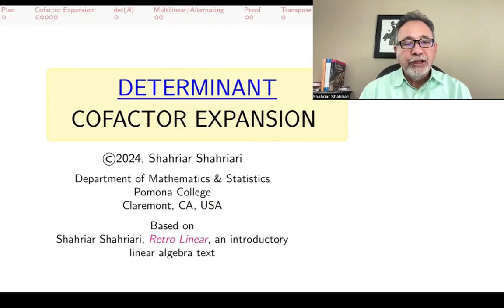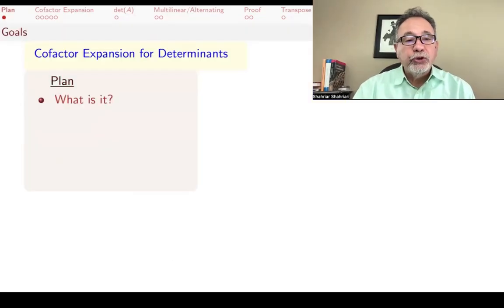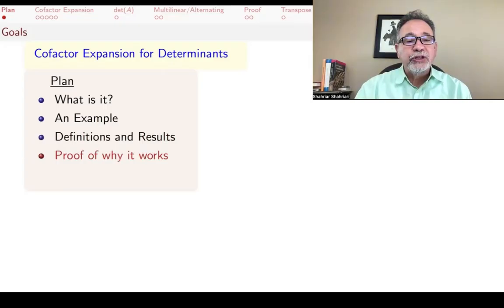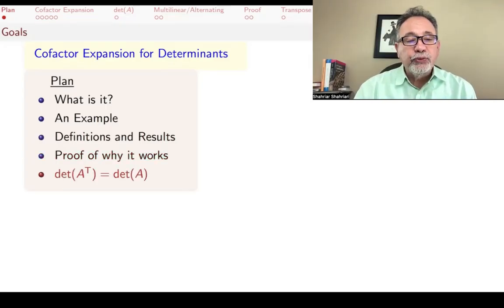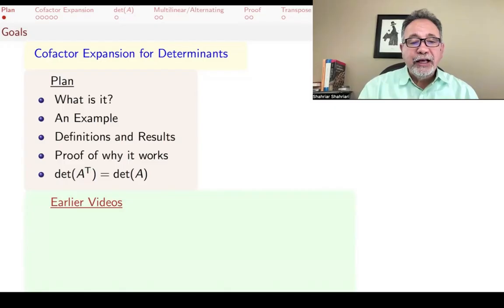The subject of this lecture is cofactor expansion in calculating determinants. The plan is to tell you what cofactor expansion is, to give you an example of how you would use it, and then go through definitions and results with the aim of proving why it works. At the end, we will also prove that the determinant of A transpose is the same as the determinant of A. We have had earlier videos that go into some detail about determinants.